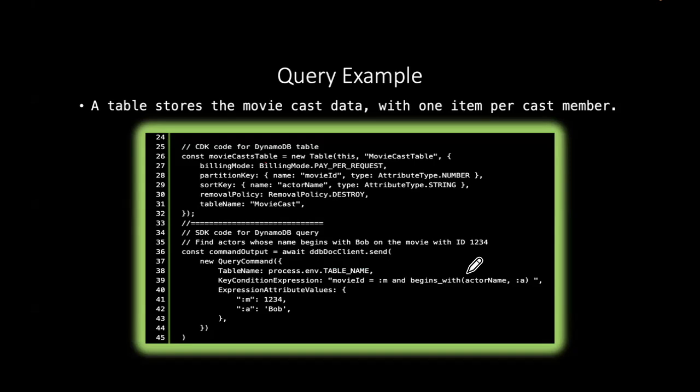And over here, then we have the condition associated with the sort key. Now, because our sort key is a string, actor name, one of the operators we can use is begins with. So we're looking for, and again, we've got a placeholder here. So it looks like we're looking for all actors in movie 1, 2, 3, 4, where the actor name begins with Bob.